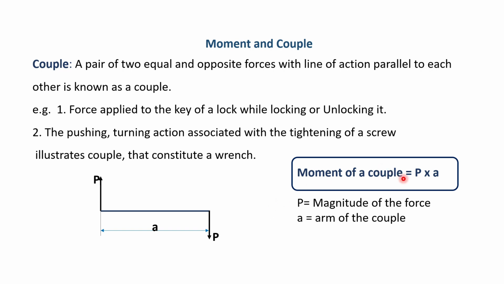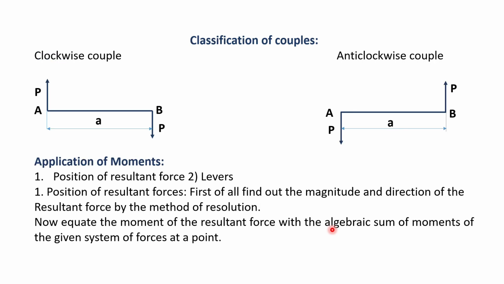Moment of a couple: the meaning of moment is a force into perpendicular distance, or you can say the effect of a force acting at a particular distance. If we need to evaluate the effect of this force at a particular point, then we can take its moment, that is, force into its perpendicular distance. So here, moment of a couple means the force P into the perpendicular distance separating the forces. P is the magnitude of the force and a is the arm of the couple.